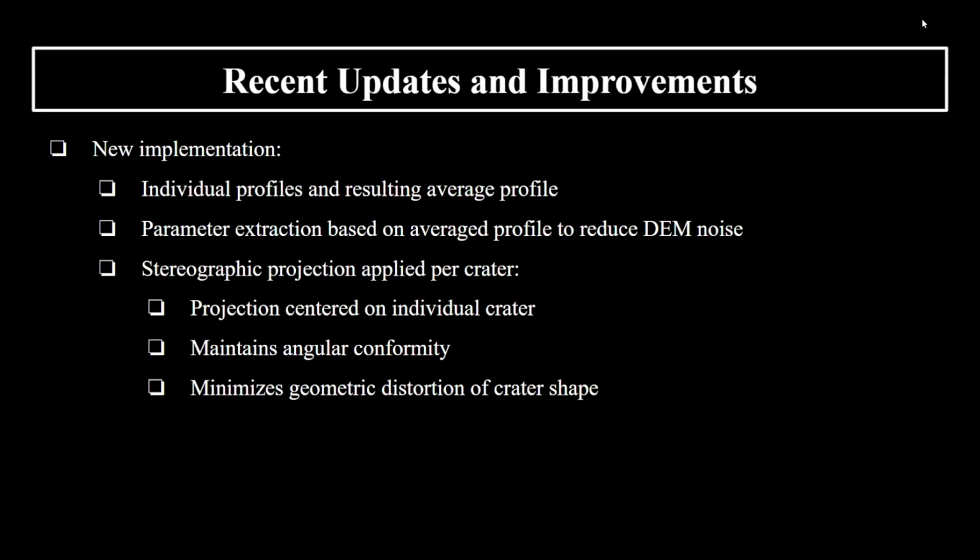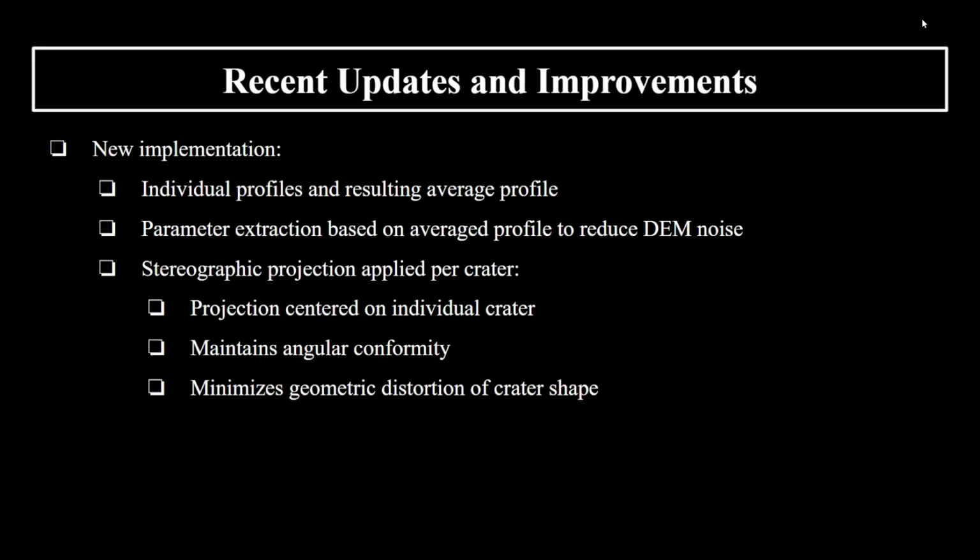So now we can use individual profiles and result average profiles, and the parameters extraction based on this average profile, to possibly reduce this digital elevation noise. This new implementation does not aim to replace the previous method, but really to provide additional options for crater topography analysis. So basically, the user can select the most appropriate approach based on their specific research goals, or maybe even combine both methods to achieve a more complete result. I find this really interesting.